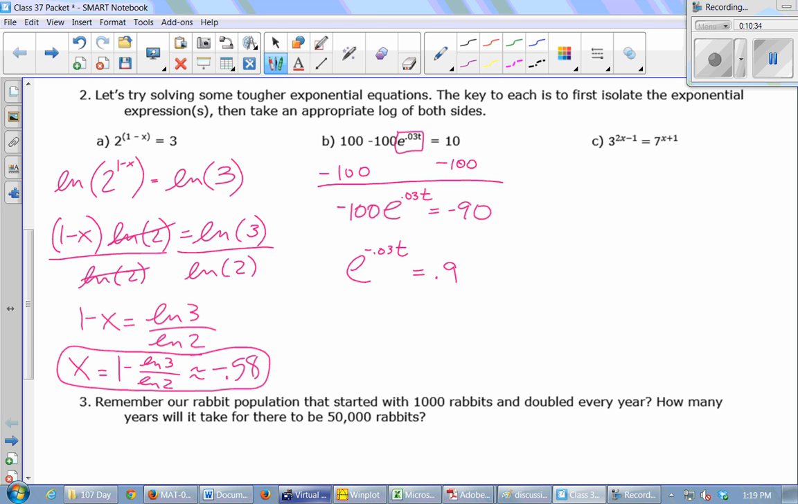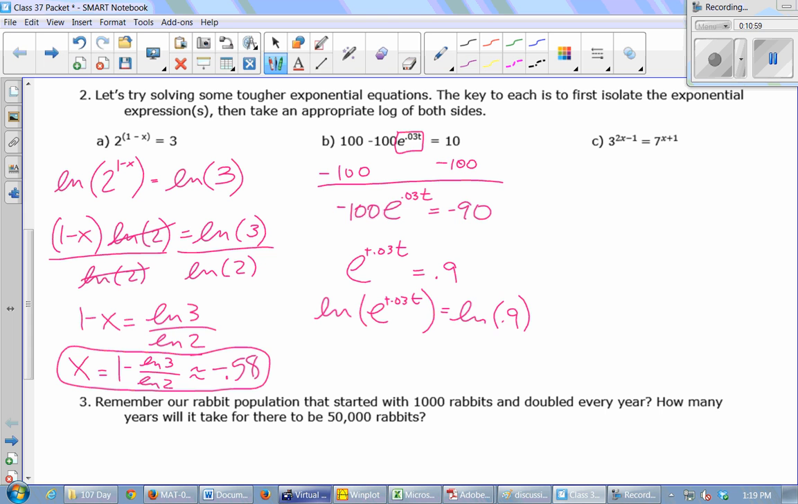To rescue that variable from the exponent, I'm going to build a log. Take a log of both sides. Lincoln logs, I like it, yeah. So I'm going to take the ln of e to the 0.03t. Oh, nope, I don't know why I wrote negative, sorry. Equals the ln of 0.9.